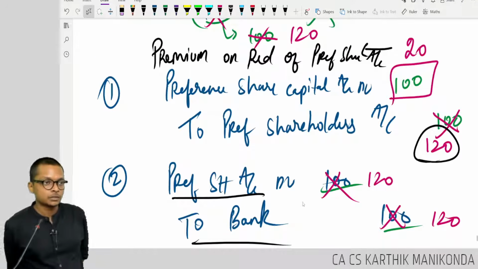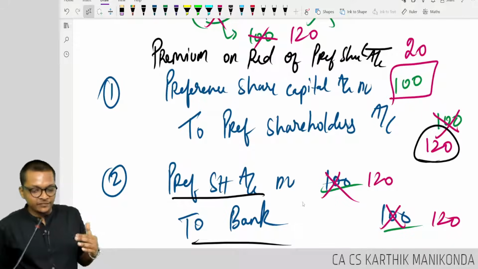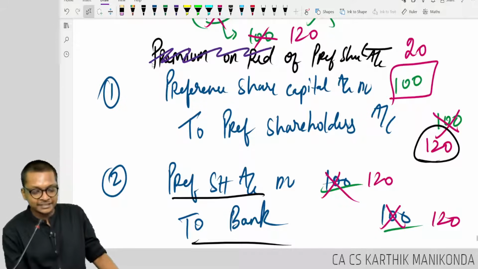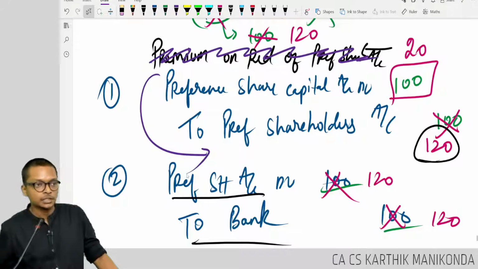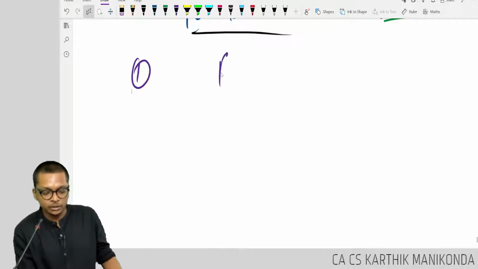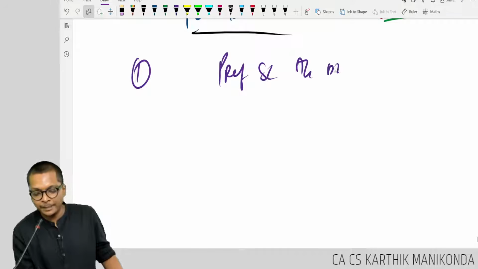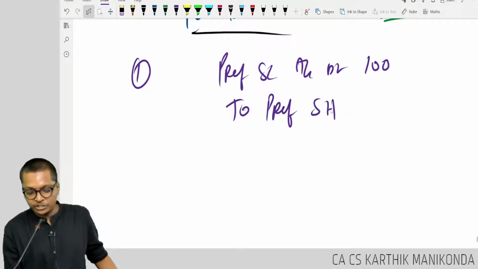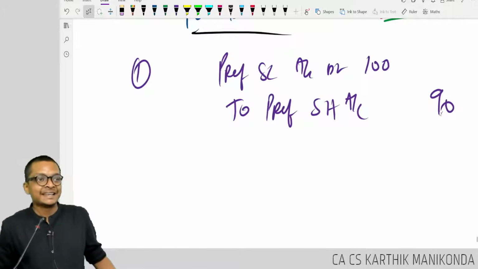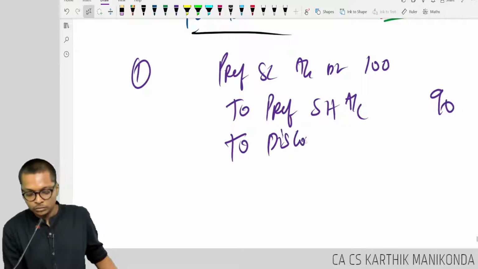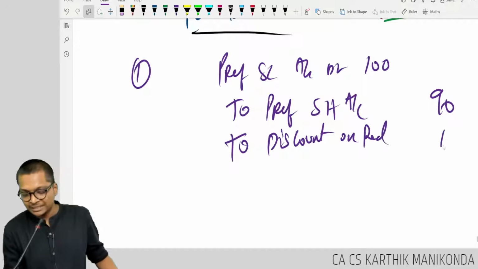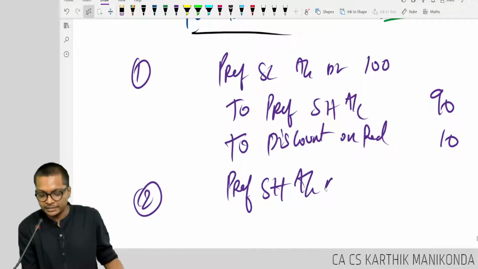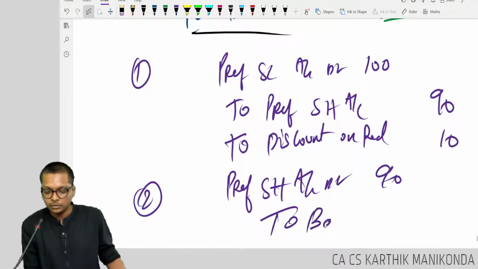Shweta, you have a doubt? Correct. This one is if you're repaying 120. What if you're repaying only 90? Instead of this, it will come on the other side. So let me write the discount entry. First, if it's discount, preference share capital account debit is 100 only. In share capital it is 100. But to preference shareholders account, I am going to pay you only 90. So I have a gain. So to discount on redemption 10. Next entry for payment will be preference shareholders account debit 90 to bank 90.